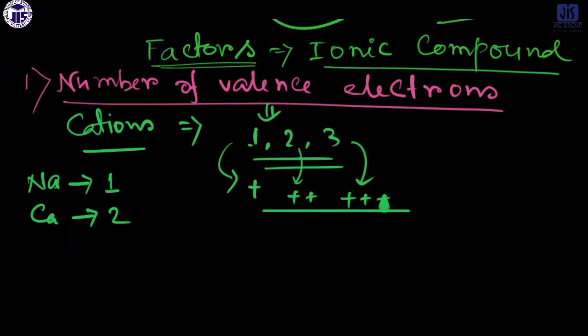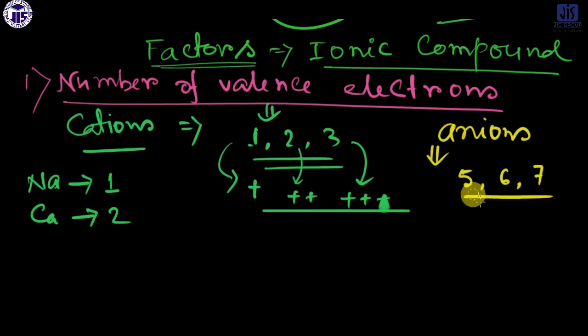But in case of anions, what will be the preferable valence electrons? For anions, the valence electrons will be either 5, 6 or 7. Because if there are 5 electrons, then after gaining 3 electrons we get 8 electrons, which is the inert gas configuration.